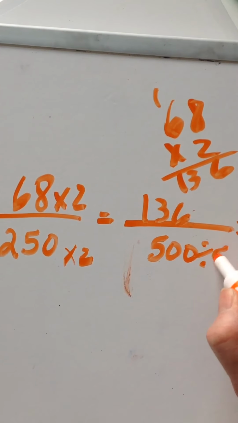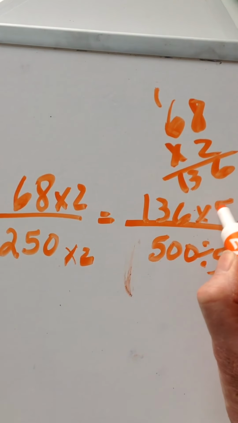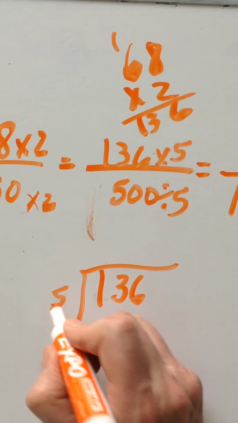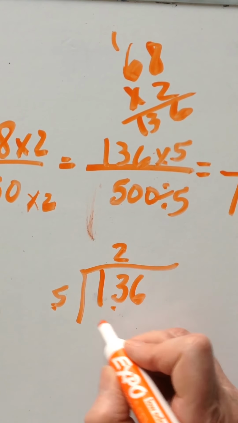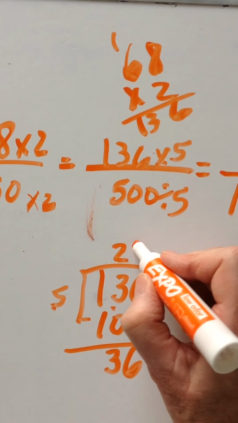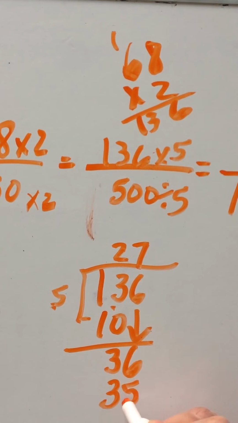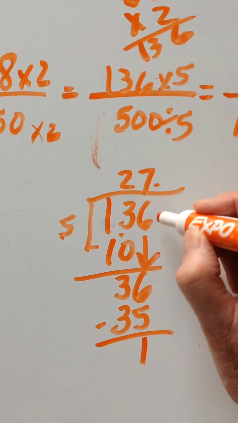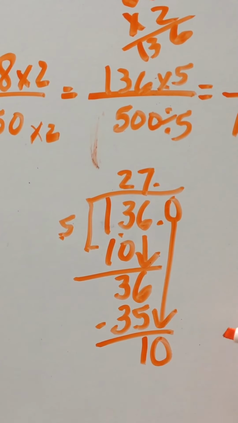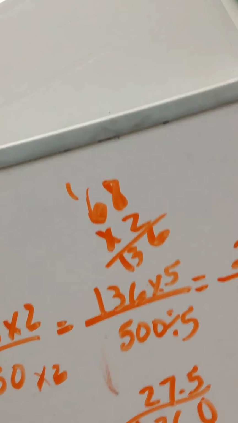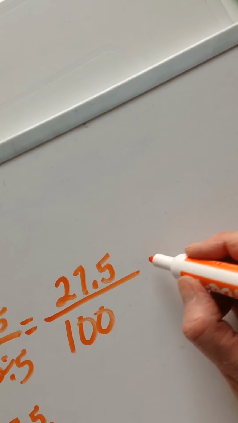So divide by 5, we get 100. Divide this by 5, well, let's do it. 136 divided by 5. 5 goes into 13 2 times. Bring down the 6. 5 goes into 16 3 times. We have a 1. We're going to put a decimal point. 10 is going to go into that 5 times, right? So 27.5 over 100. No, we don't like those, not when we have a decimal point, but that's okay.